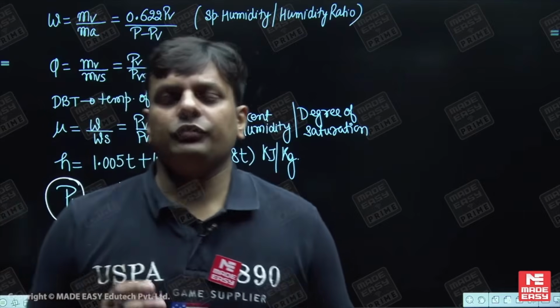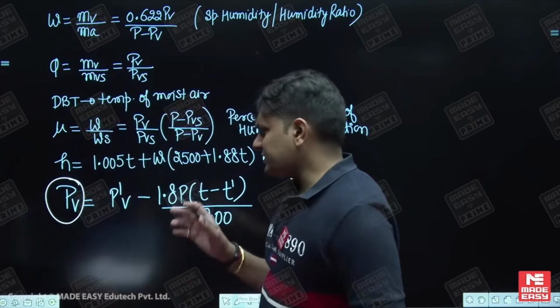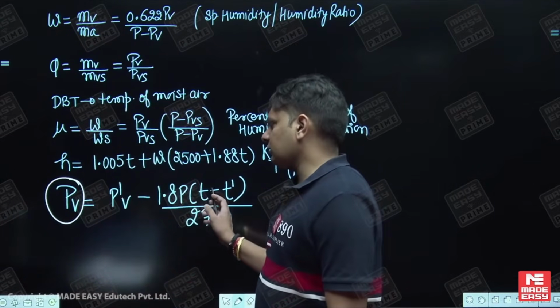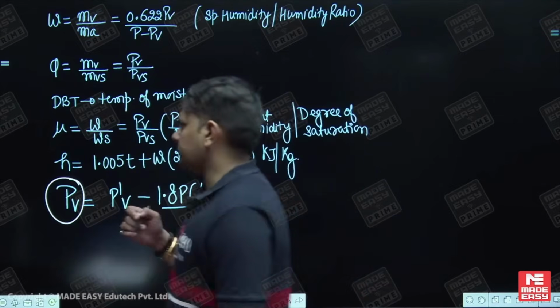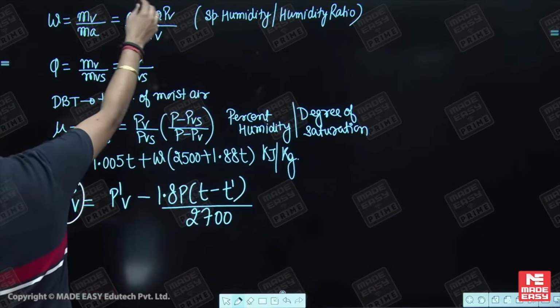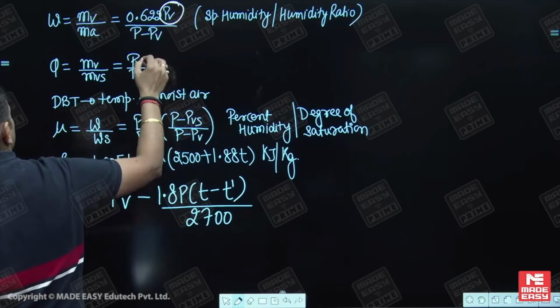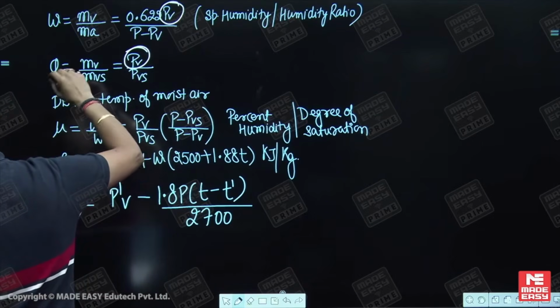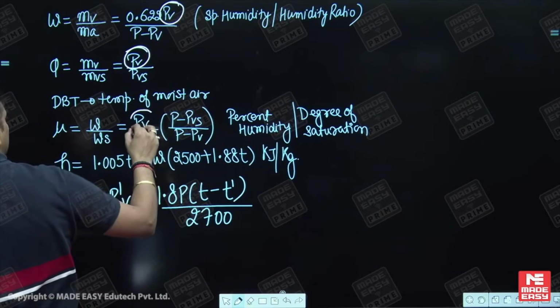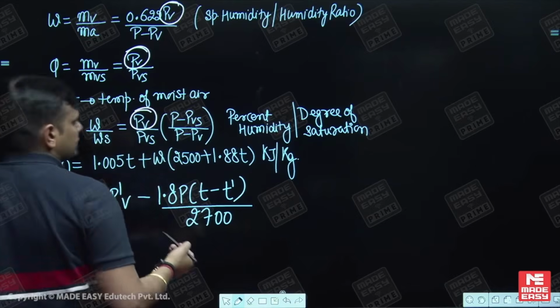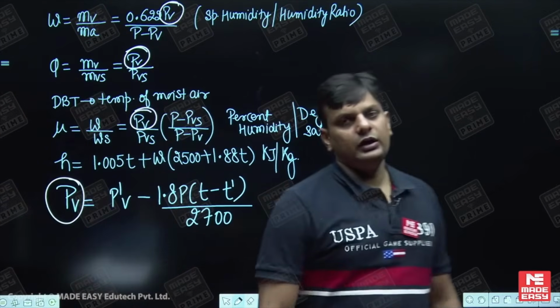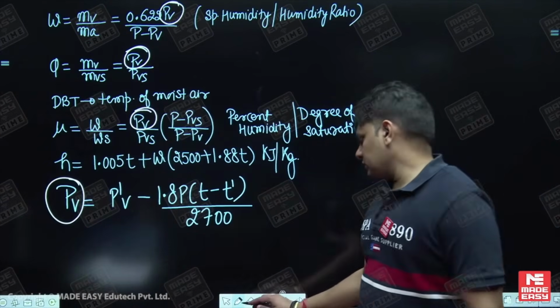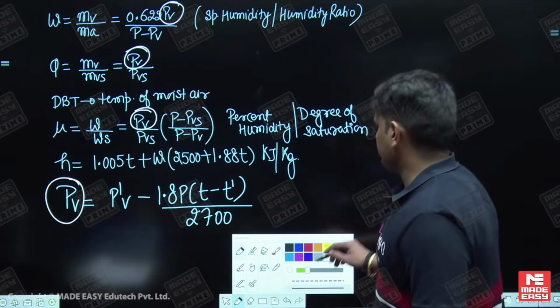In some questions they will provide the data corresponding to dry bulb temperature and wet bulb temperature. In some questions they will provide the data of specific humidity, in some relative humidity, and in some percentage humidity or degree of saturation. In this manner you can calculate the values of all these factors.